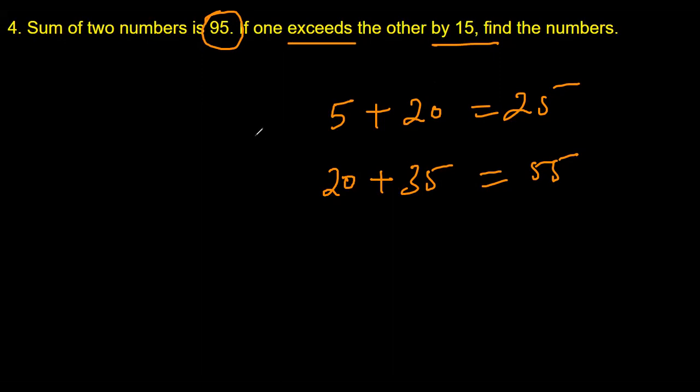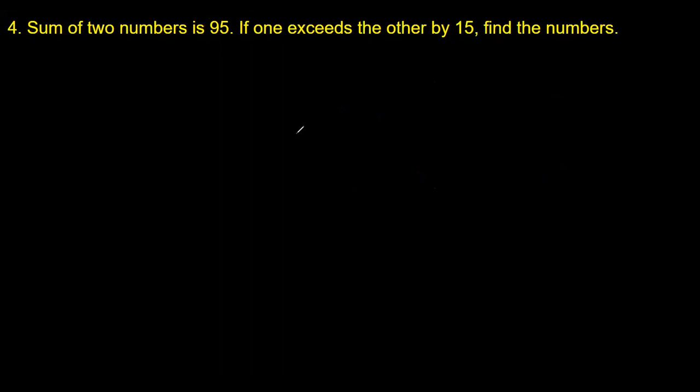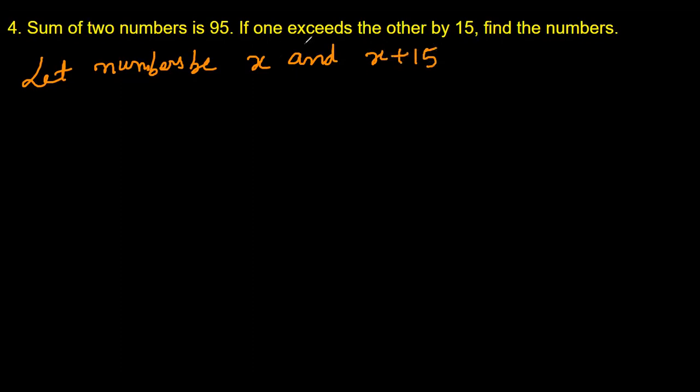Likewise, we can just play with numbers and see when we get the number 95. But that is a little bit lengthy task. So what we do is we use algebra, right? To find the numbers, we would write, let the numbers be x and x plus 15. One exceeds the other, so these are the two numbers, and the condition is their sum, the first number plus the second number, x plus 15, is going to be 95.